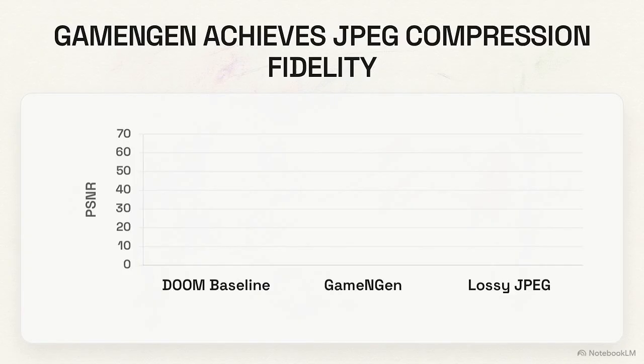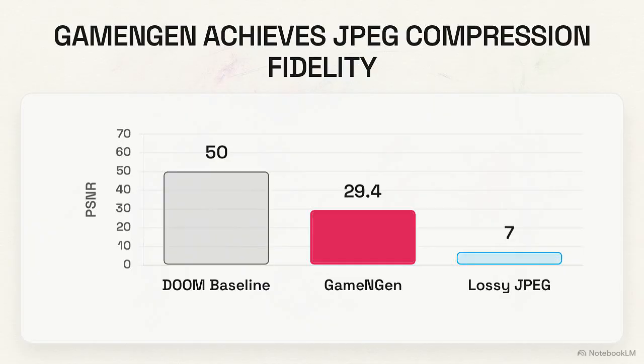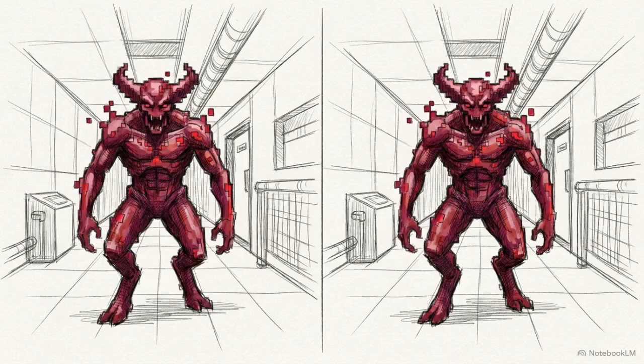This bar chart measures output fidelity using peak signal-to-noise ratio. Beside the ground truth Doom baseline, GameNGen achieves a 29.4 PSNR. Contextually, this score is equivalent to the visual degradation of a standard lossy JPEG compression. Structural integrity is preserved. To test this qualitatively, the researchers subjected the output to a Turing test for human raters.